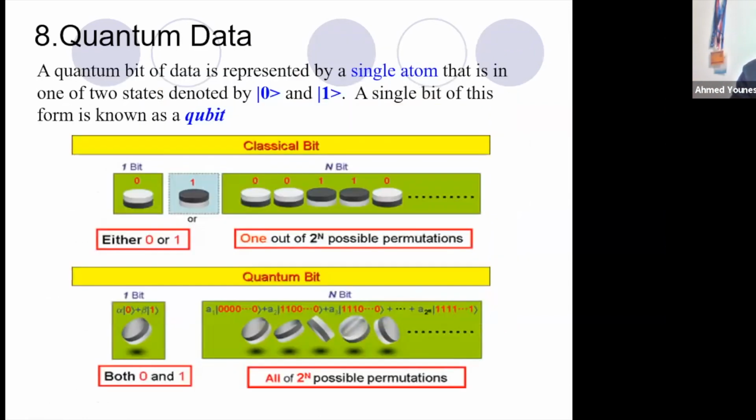Okay, I see many questions showed up. So before I start with the quantum data, I'd like to see the questions again.